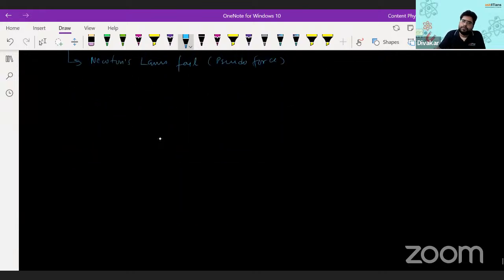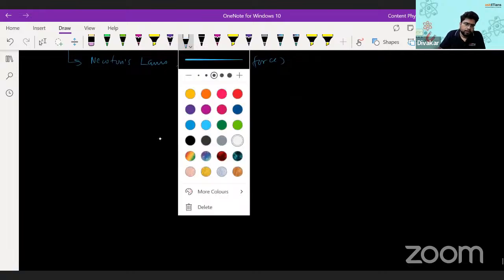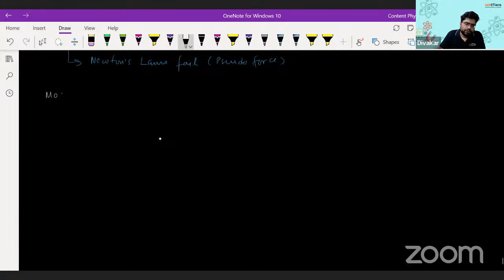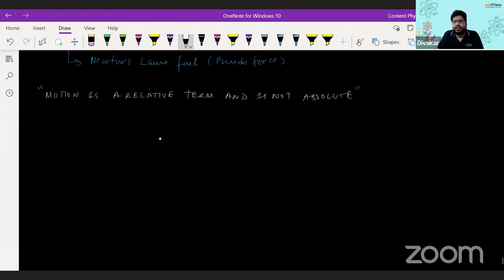Now, I'll write down a statement and then I'll explain that statement. So if I say motion is a relative term and is not absolute. So is this statement correct? Of course. Why? Because if you are talking about motion, I said that with respect to me, something could be moving, with respect to you, it may not be moving.